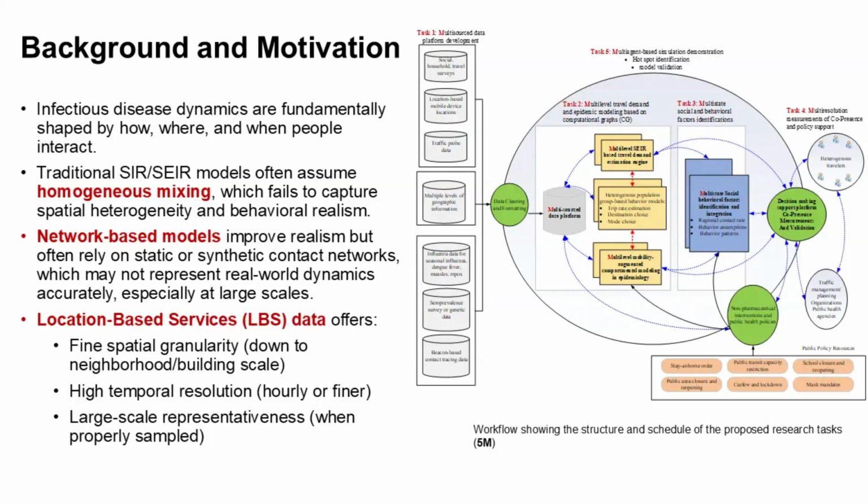LBS data provide fine spatial granularity, even down to neighborhood or building scale, high temporal resolution, and large-scale coverage when properly sampled. This is what we will include in the training series. This training series will emphasize understanding the basic knowledge of location-based service data as a powerful means to capture real-world human mobility and enhance the accuracy of epidemic modeling. On the right, we illustrate a broad vision that integrates multi-source data, from travel surveys and mobile data to behavioral and policy analysis, into a comprehensive framework for modeling human mobility and public health.